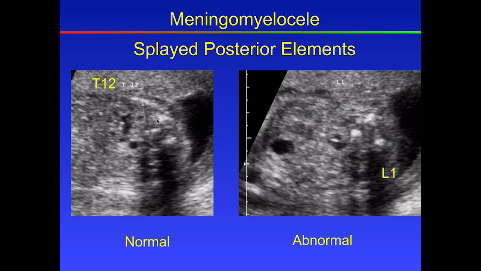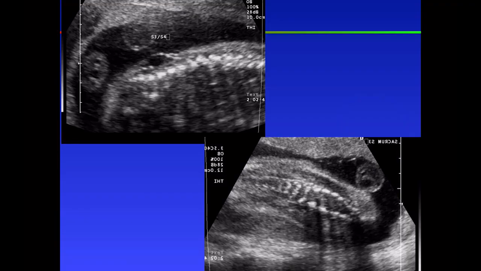So I'd like to show you first the normal T12, with the vertebral body centra. These are the two posterior elements. And then here is an abnormal one, a low level down, where the posterior elements are splayed, and there's the vertebral body centra. So those are the findings in the lower spine on a transverse.